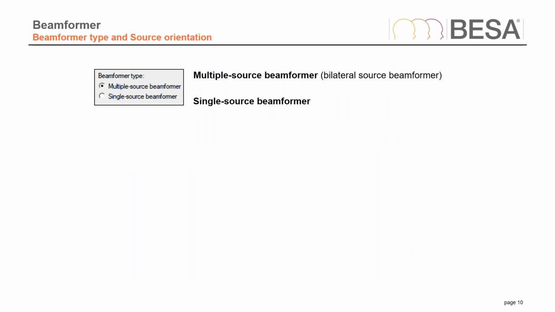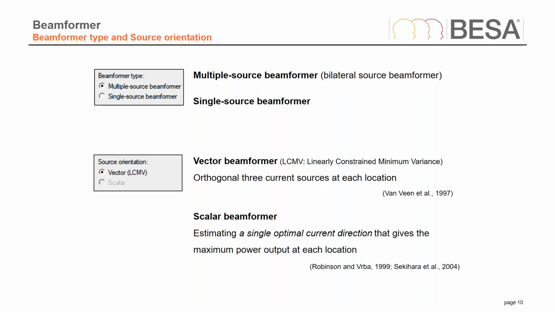In the BESA software, you can switch between multiple source beamformer and single source beamformer. What you can also do is to switch from the scenario of having the 3 orientations of the current in your beamformer to having just one orientation, hopefully the correct one. This is called the scalar beamformer because we look at just one direction rather than 3 directions. And the formalism for this was established by Robinson and Vrba and Sekihara and others.